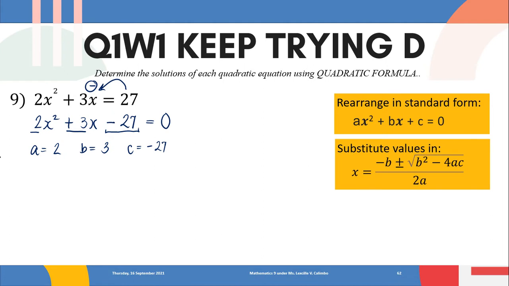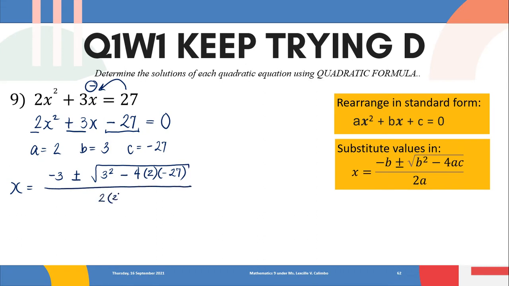Now, we can substitute to the formula. We write x equals negative b, meaning negative 3, plus or minus the square root of b squared, so 3 squared, minus 4 times a, which is 2, times c, which is negative 27. All over 2a, which is just 2 times 2.